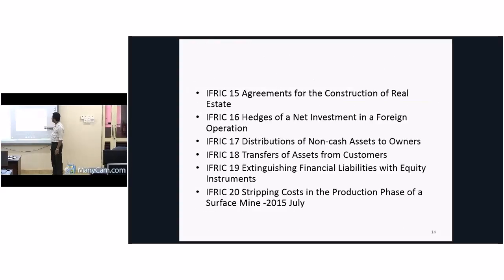Construction of real estate. This is very important in our market now. Right?